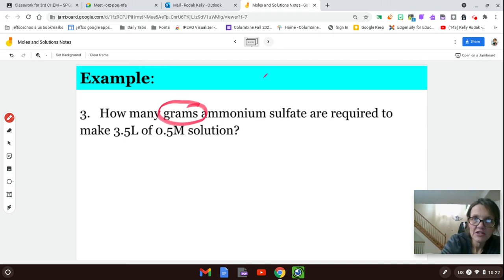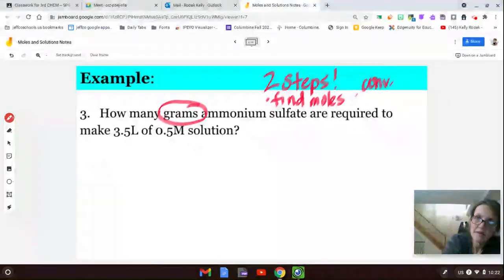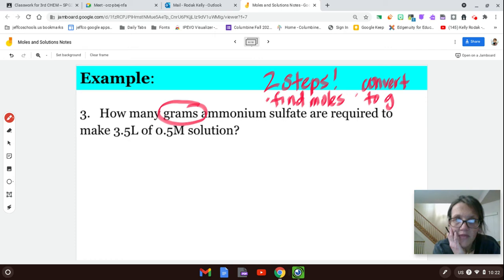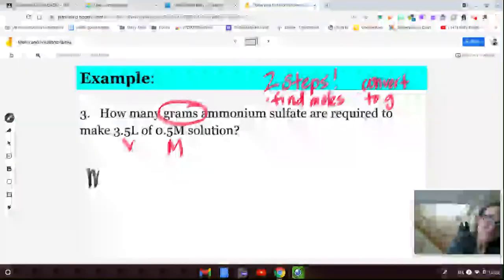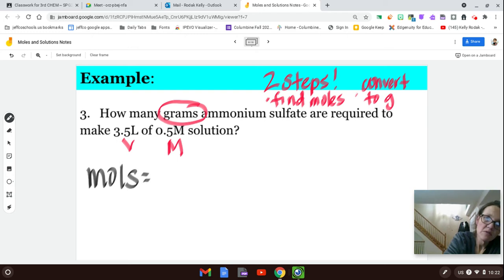I'm just going to write 2 steps. First, we're going to find moles. Then we're going to convert to grams. Okay, so here we go. Let's do this. We know the volume and we know the molarity. So we're going to use the equation that moles is equal to molarity times volume.